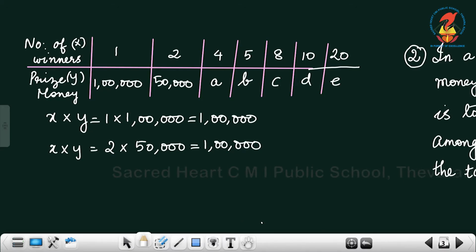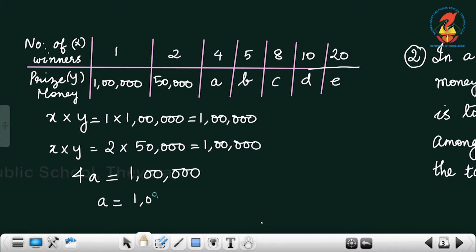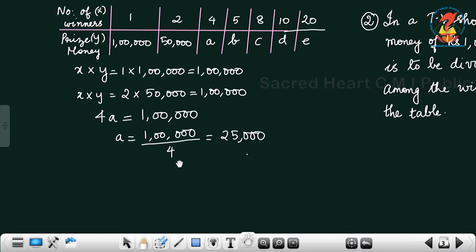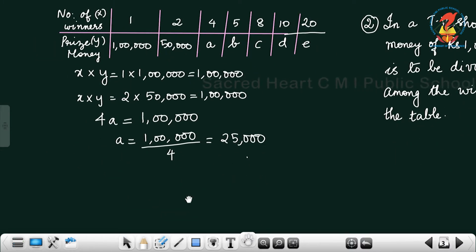Third table, x into y means 4 into A. Number of winners into prize money should be 1 lakh rupees. So what will be A? 1 lakh by 4. And what will be 1 lakh by 4? It will be equal to 25,000. Like that, for each variable we need to find.